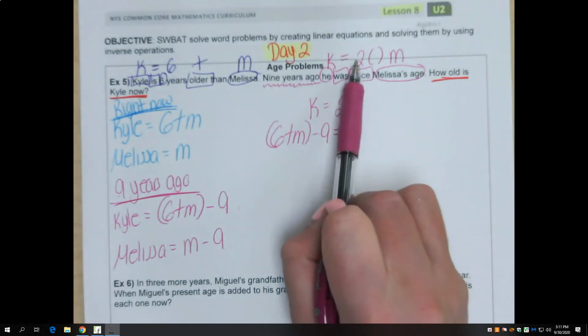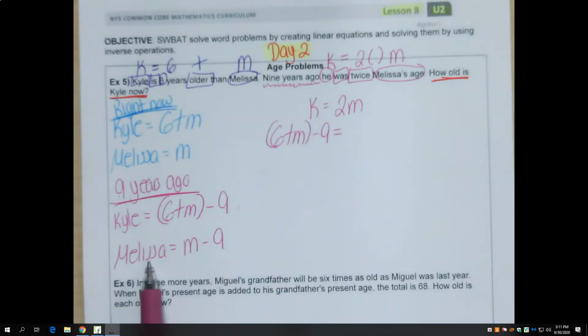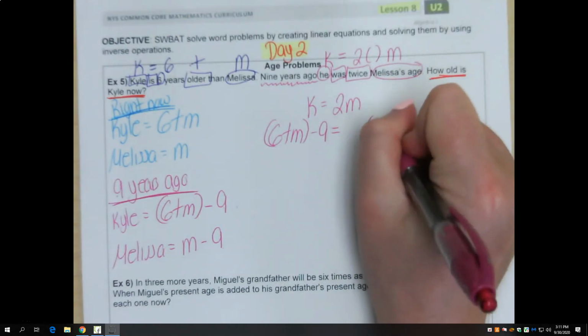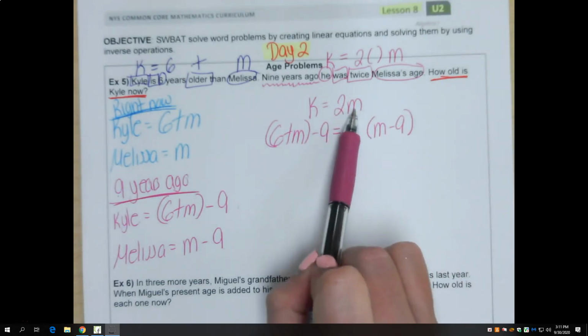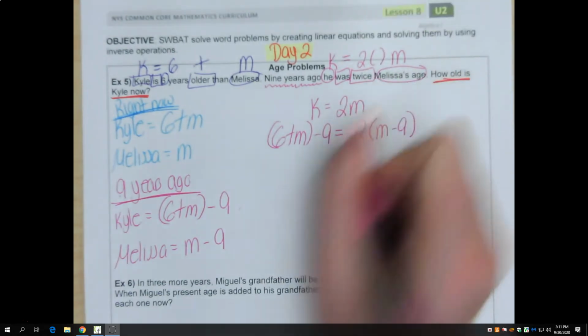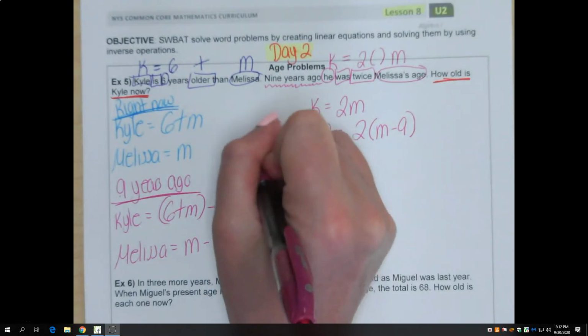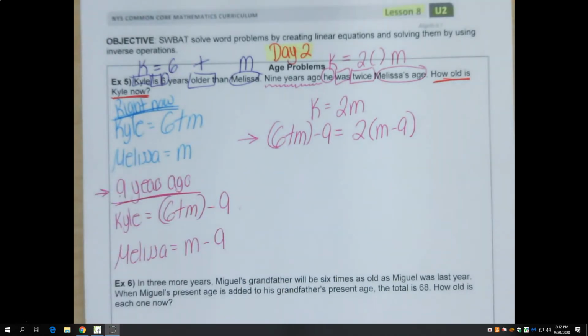He was twice Melissa's age. 9 years ago, Melissa was M minus 9. So I'm not going to write 2 times M, I'm going to write 2 times M minus 9, because all of this comes from 9 years ago. All right, and then from here, we would solve through and get our answer.